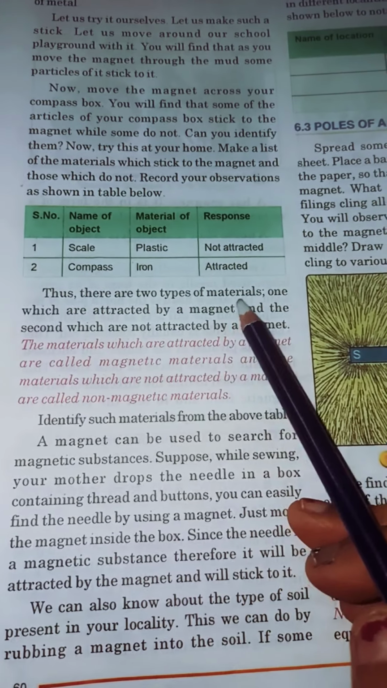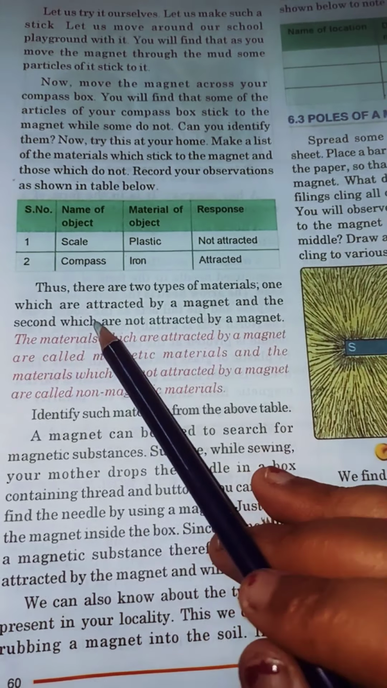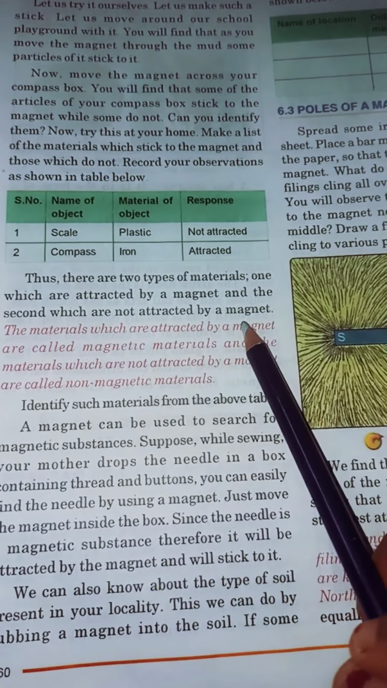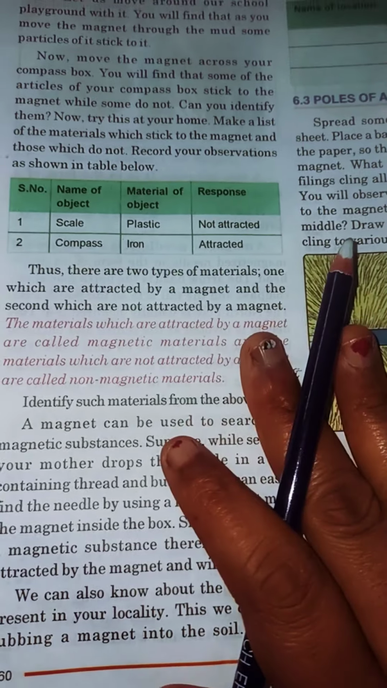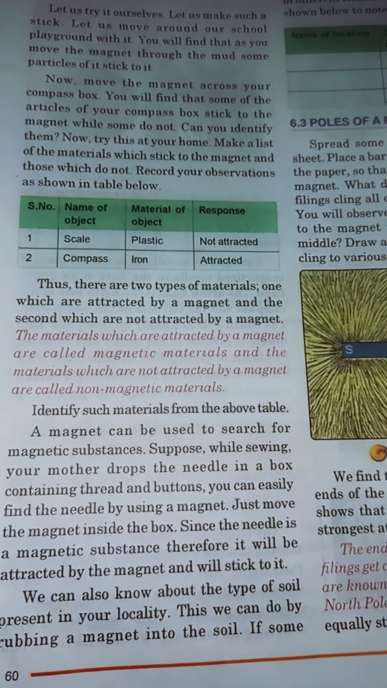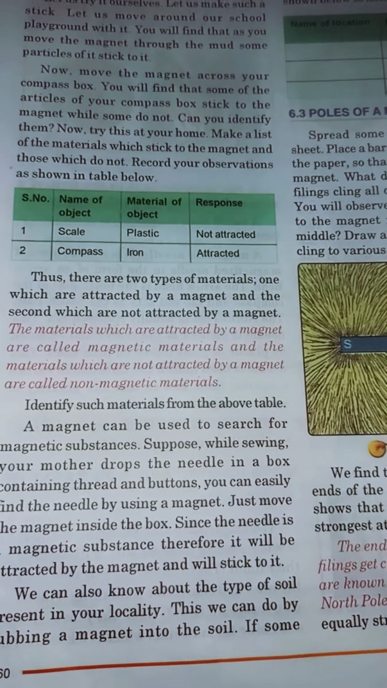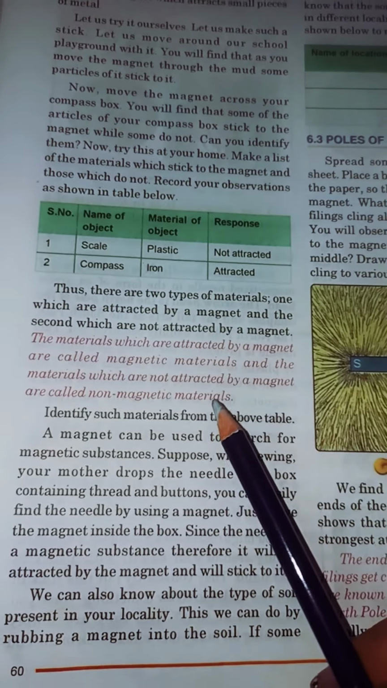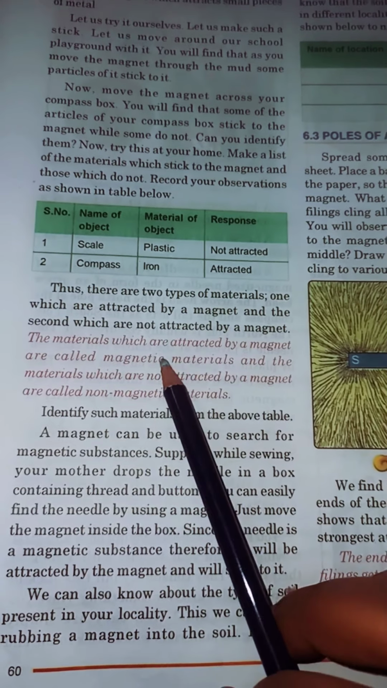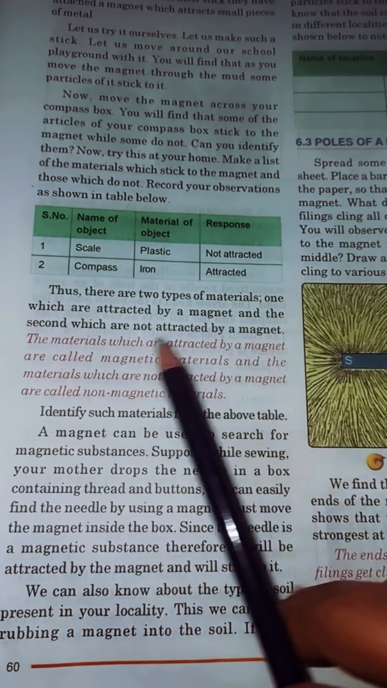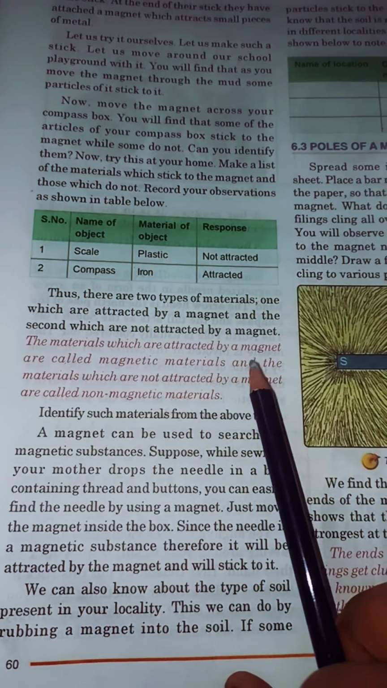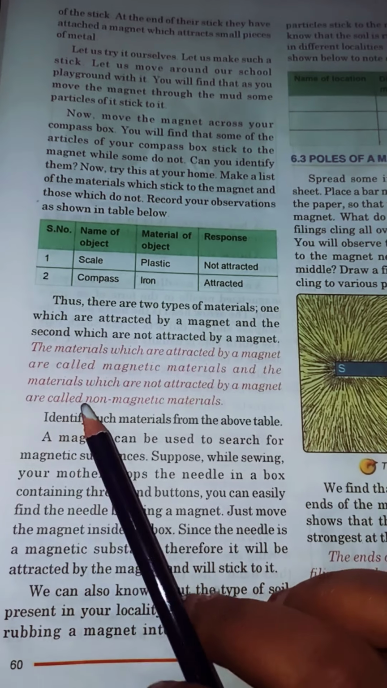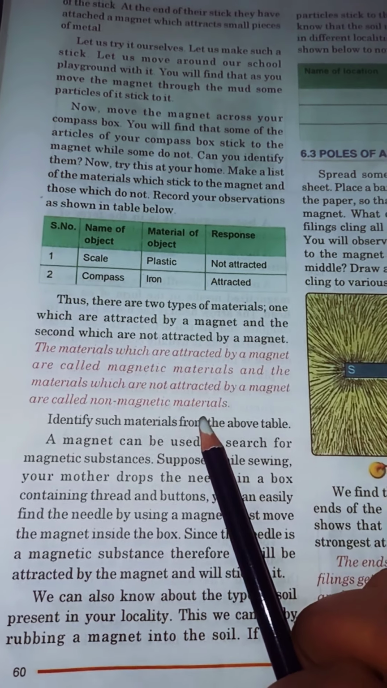Thus, there are two types of materials, one which are attracted by a magnet and the second which are not attracted by the magnet. This thing we have already seen. I showed it just 2 minutes before. All the materials that are made up of plastic did not get attracted towards the magnet. The materials which are attracted by a magnet are called magnetic materials, and the materials which are not attracted by a magnet are called non-magnetic materials.